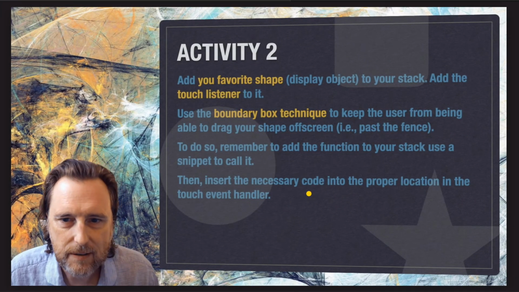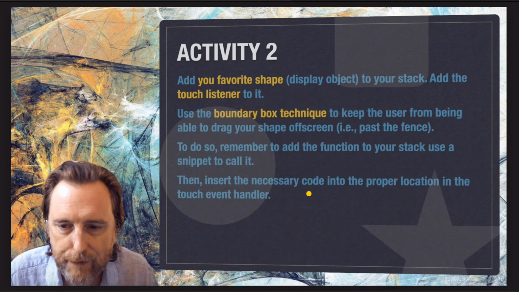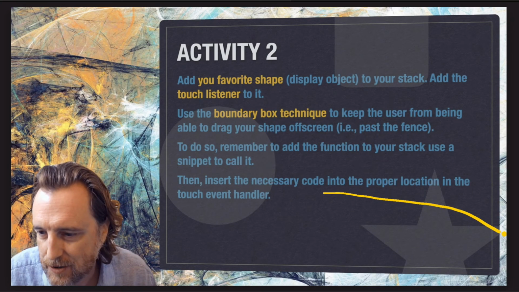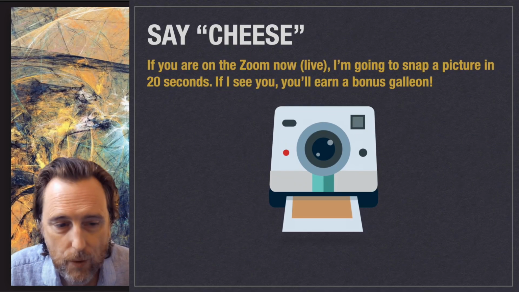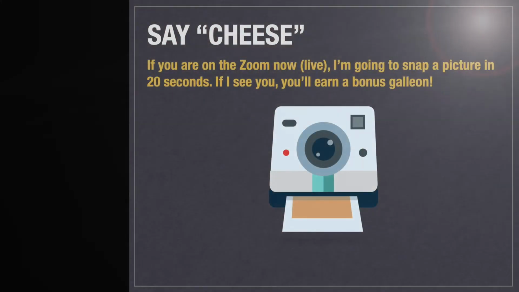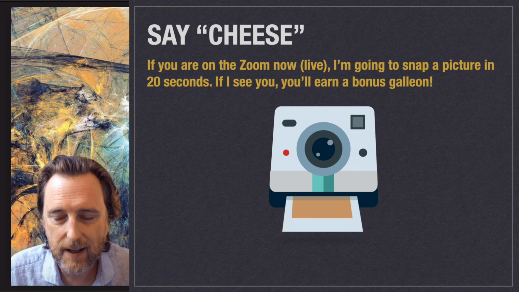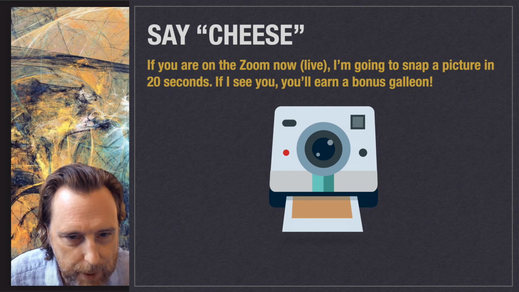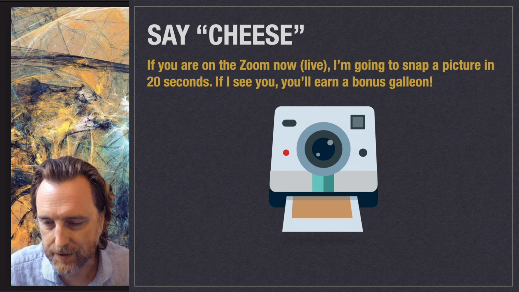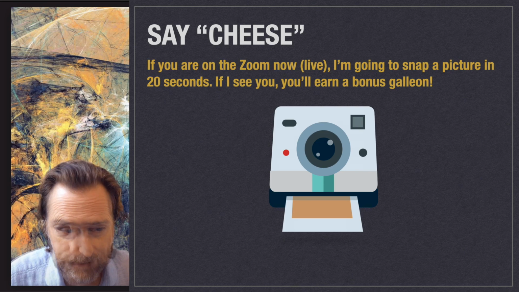All right, so we have essentially just done step-by-step activity 2. If you have followed along, you've completed activity 2. So we've hit that magic time in the presentation where you get a bonus galleon. You've learned dragging, and you've learned the use of the boundary box to fence in or limit the ability to drag. So we will move on to more fun stuff on Thursday.